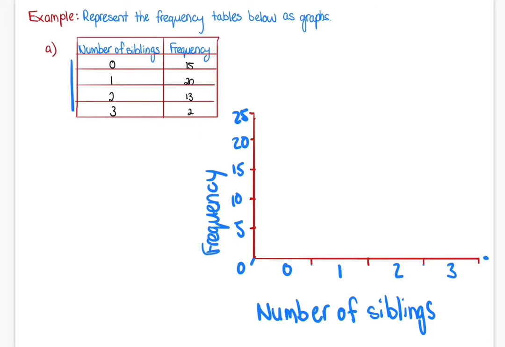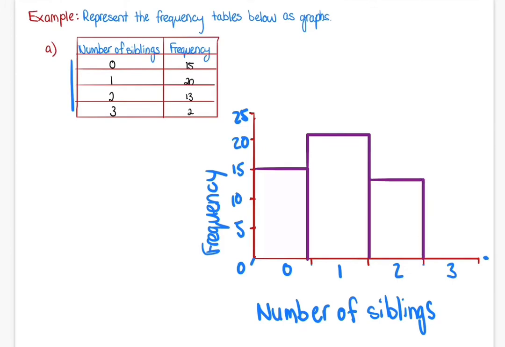The next thing I'm going to do is start drawing my graph. If I look at how many times the number of siblings 0 came up, it came up 15 times. So I'm going to draw my little bar here. That one didn't come up very well, but we'll deal with it. Then one sibling came up 20 times, so there's my next bar. 2 siblings came up 13 times, so that's going to be somewhere in between the 15 and the 10. And then the last one was 3, which came up twice, and that's going to be down here like that. There's my graph.